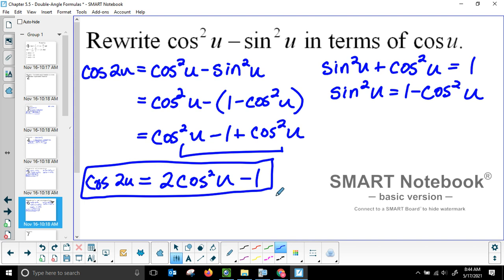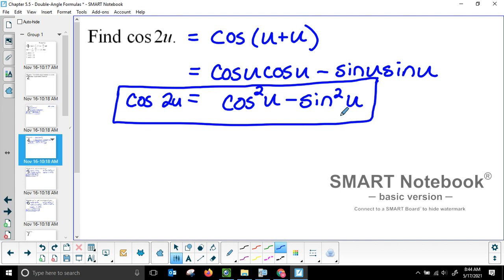All right, so depending on what else you have in your equation or situation, it dictates which one of these you choose. Obviously, if you know cosine, then you want to use this one. If you know sine, you would want to use this one. If you have cosine and sine, you can use any of the three. It doesn't really matter.